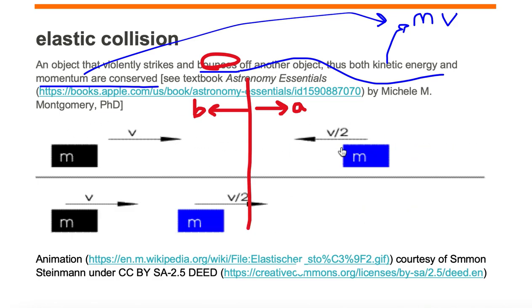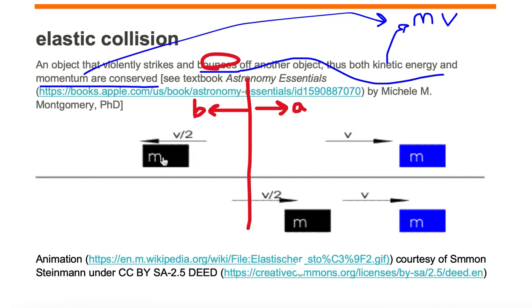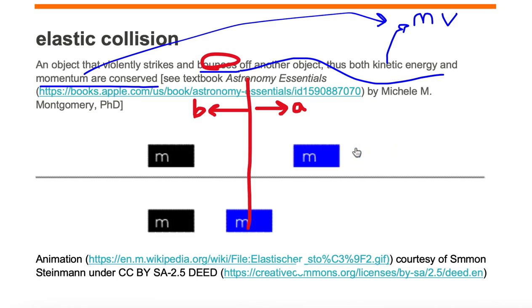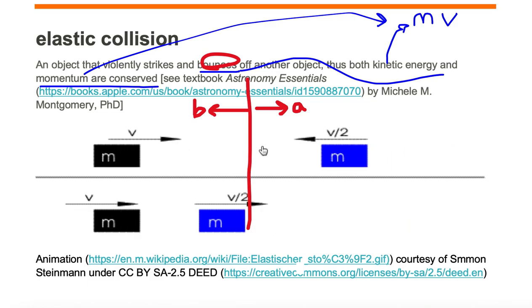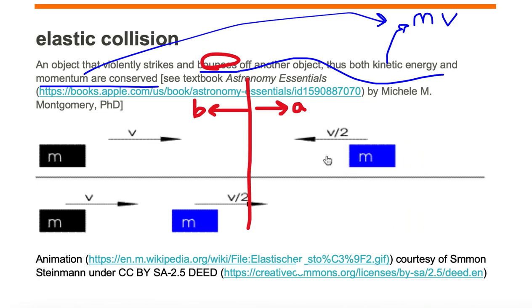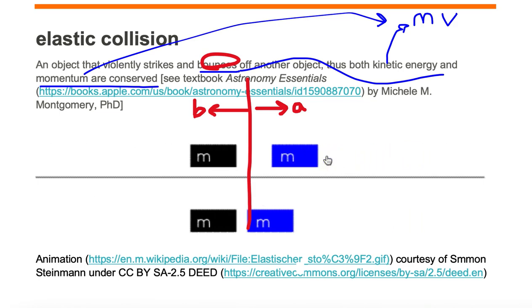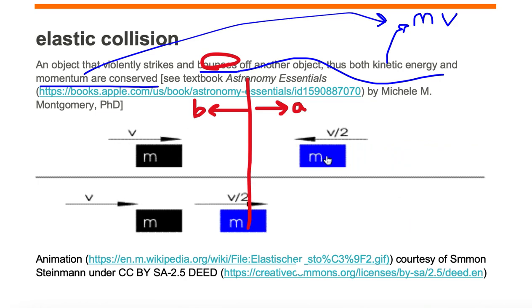Let's take a look at the first case collision. Before the collision, we see two blocks, a black block and a blue block. After the collision, we see the exact same two blocks, a black block and a blue block. No more mass has been added and no more mass has been lost. So the amount of mass before the collision and after the collision is the same.